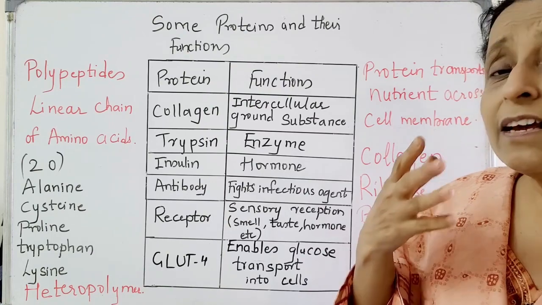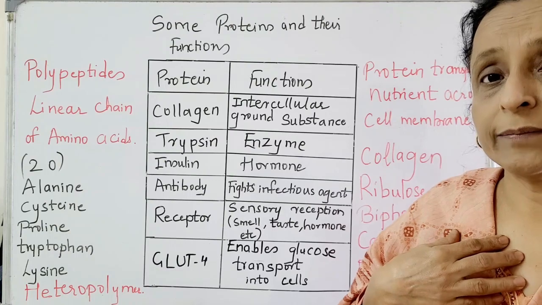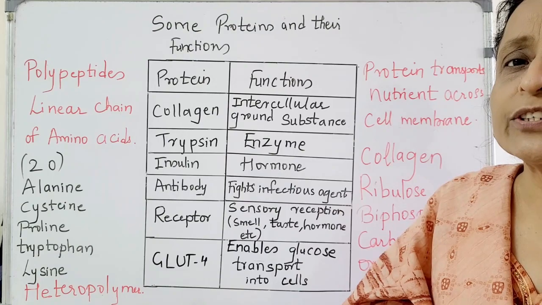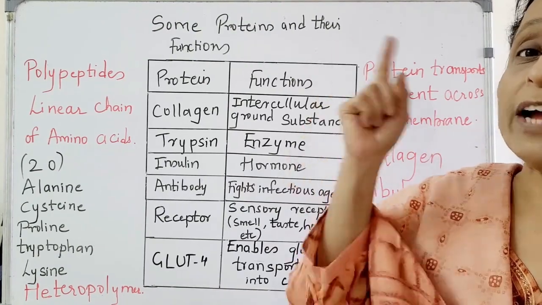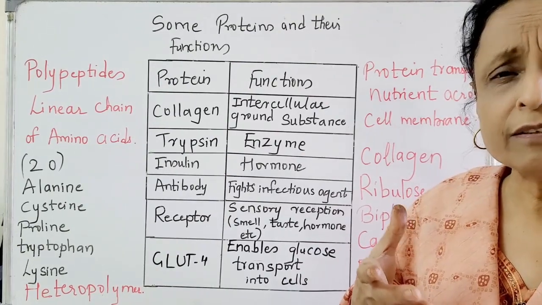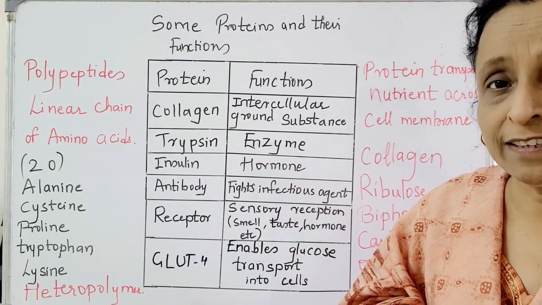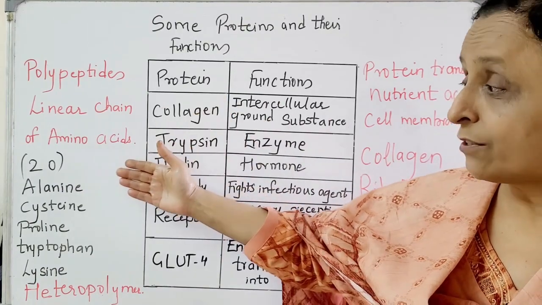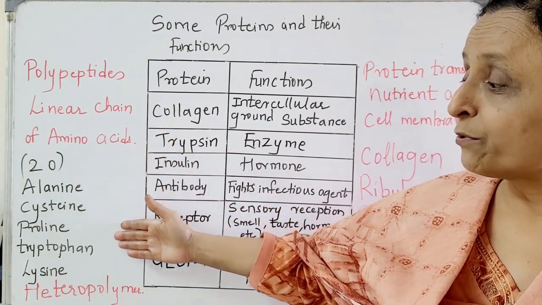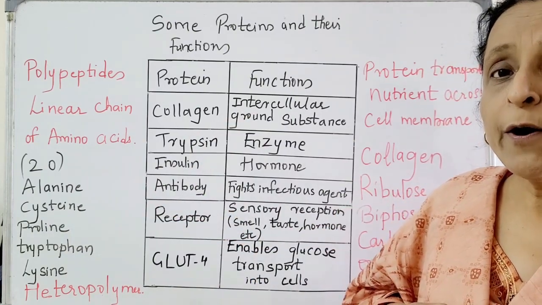Now, there are 20 amino acids in our body. Some are essential and some are non-essential. Essential ones are the ones which we should have through our diet. Non-essential ones we may get through the diet or our body will be able to synthesize. Some of the amino acids among these 20 are alanine, cysteine, proline, tryptophan, lysine. These are present in our body.